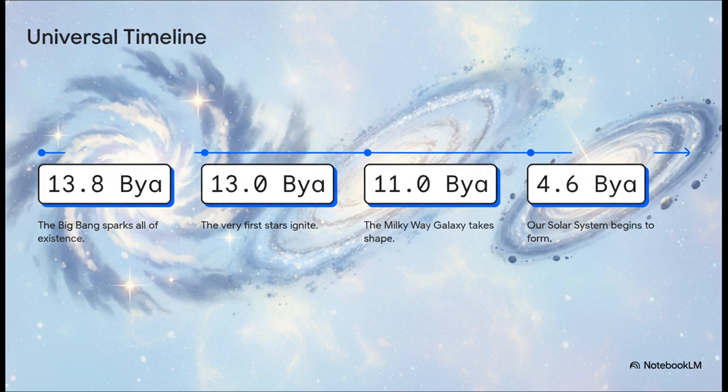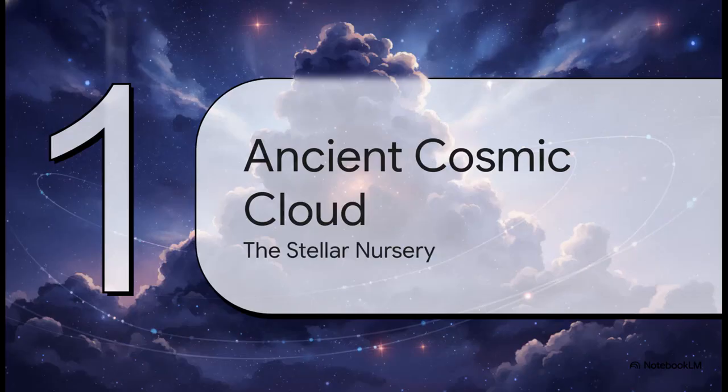But our story doesn't actually start there. We have to fast forward through entire generations of massive stars just living and dying until we finally reach our specific starting line, exactly 4.6 billion years ago. Okay, let's dive into this with Chapter 1, the ancient cosmic cloud.